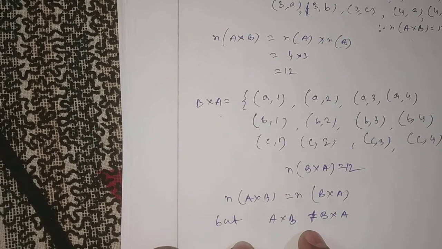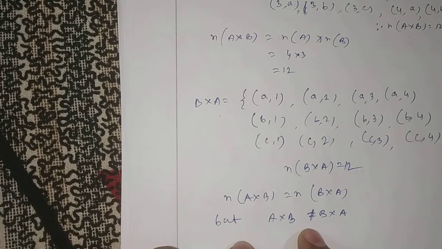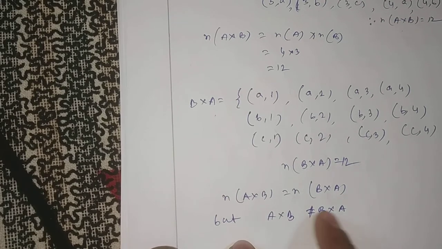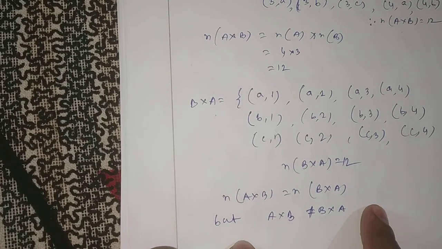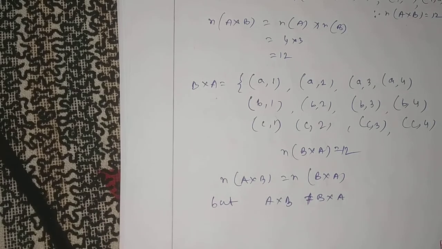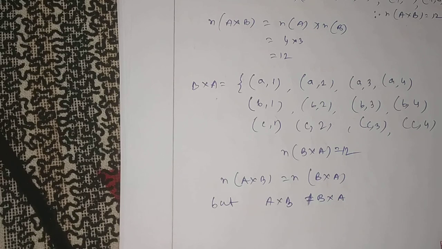That means the Cartesian product of two sets is not commutative. So from here we can say the Cartesian product of two sets is not commutative in general. That we learned in class 11, and today in this video also we recalled.